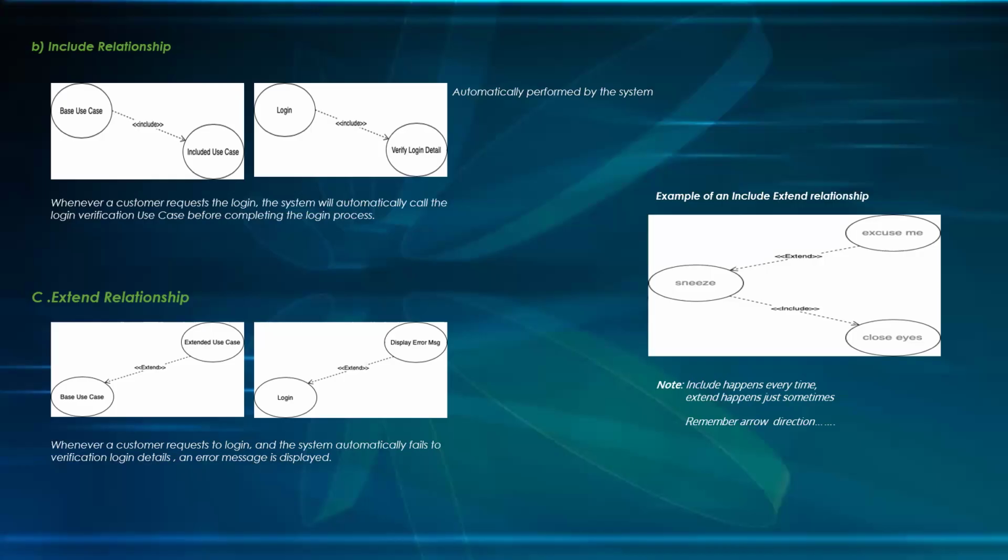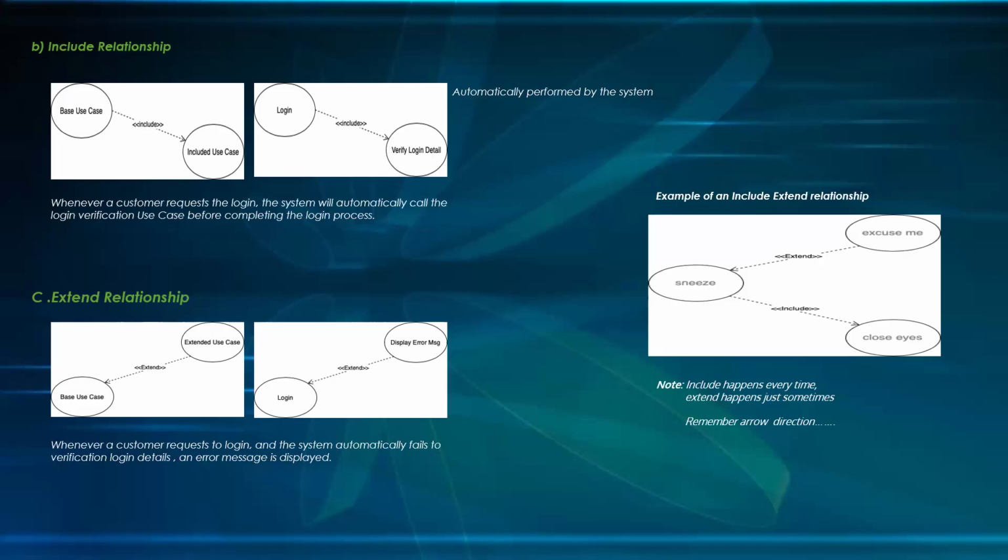For example, login. Every time you initiate your login functionality, anytime you initiate your login process, it triggers another functionality, which is the verification of your login details. That needs to be complete before your login would complete. So the login is the base use case, while verify login details is the include use case.